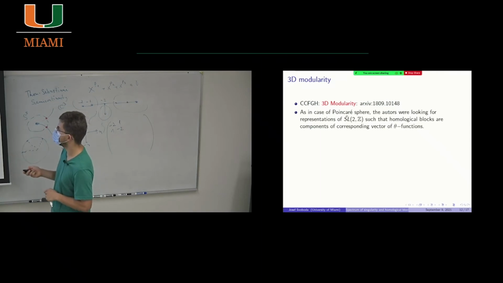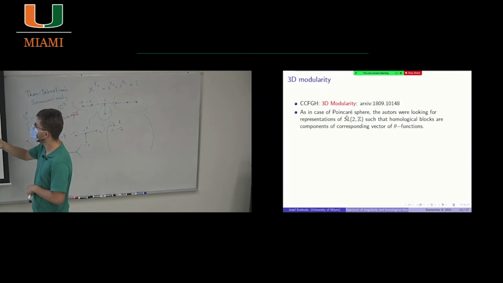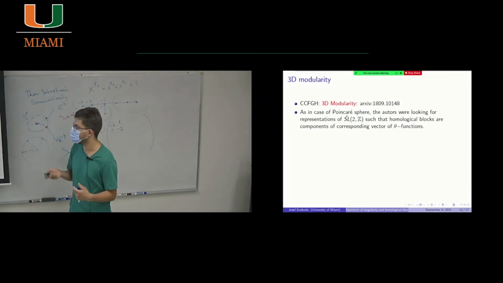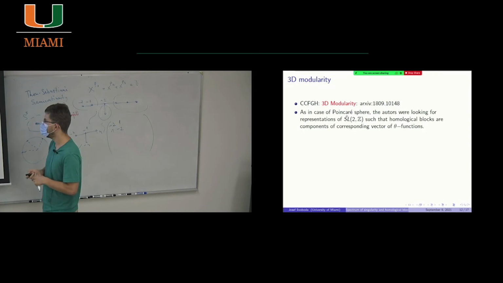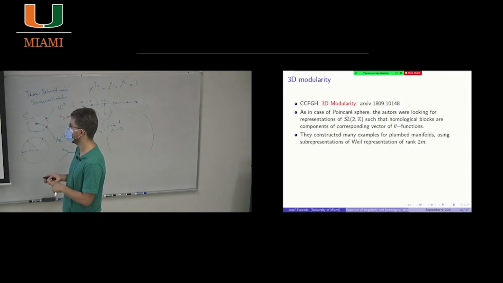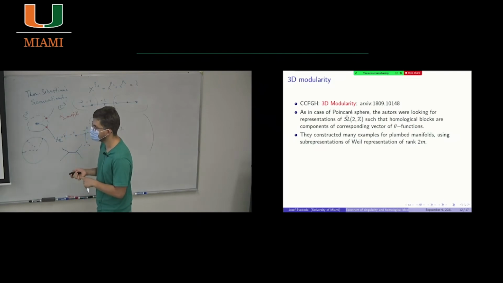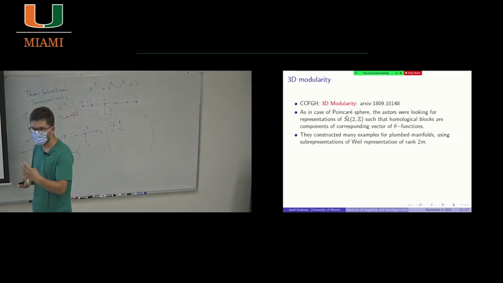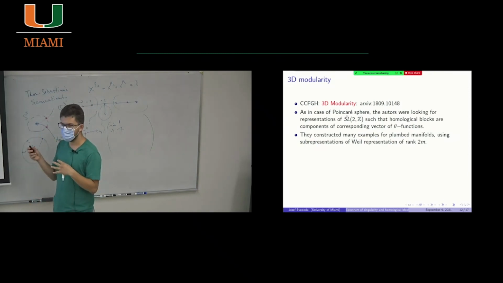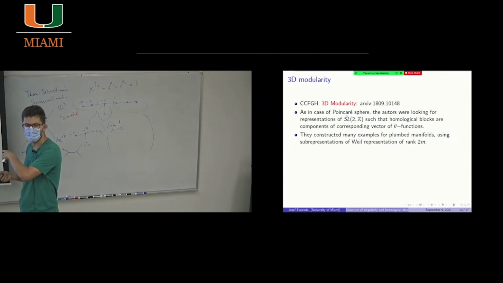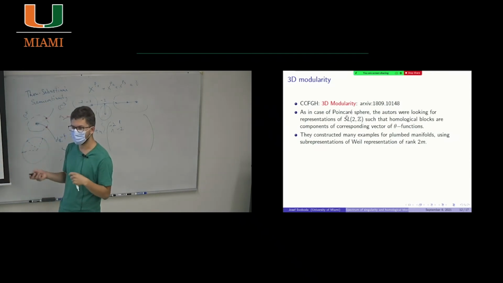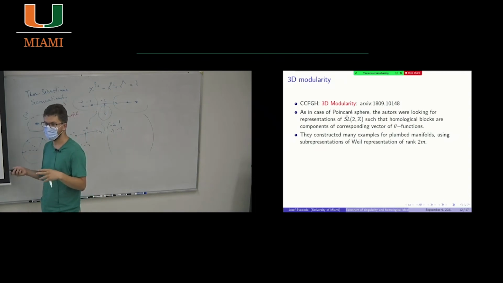There are 5 authors. As in the Poincaré sphere case, as I told you, the authors were looking for representations of SL2(Z), so modular forms, such that the homological blocks are components of the corresponding vector of theta functions. They constructed many examples for plumbed manifolds using subrepresentations of this Weil representation. For each integer m you take all the theta functions for all residue classes, and then you can ask whether some linear combination of those, like theta 1 plus theta 11 plus theta 19 plus theta 29, etc., gives these homological blocks.